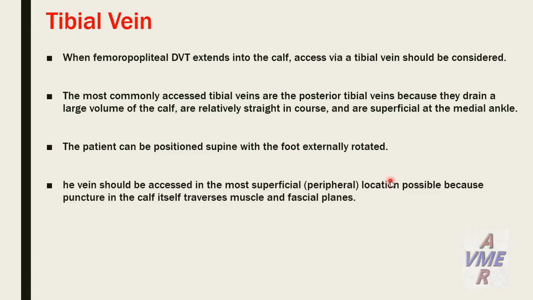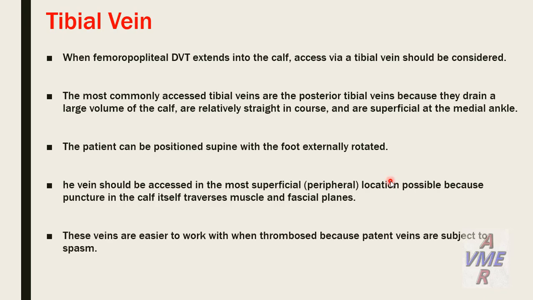The vein should be accessed in the most superficial peripheral location possible, because puncture in the calf itself traverses the muscle and fascial veins and is liable to form a hematoma. These veins are easier to work with when thrombosed because patent veins are subject to spasm. So when you have thrombosed tibial veins, it's not contraindicated to gain access inside them.